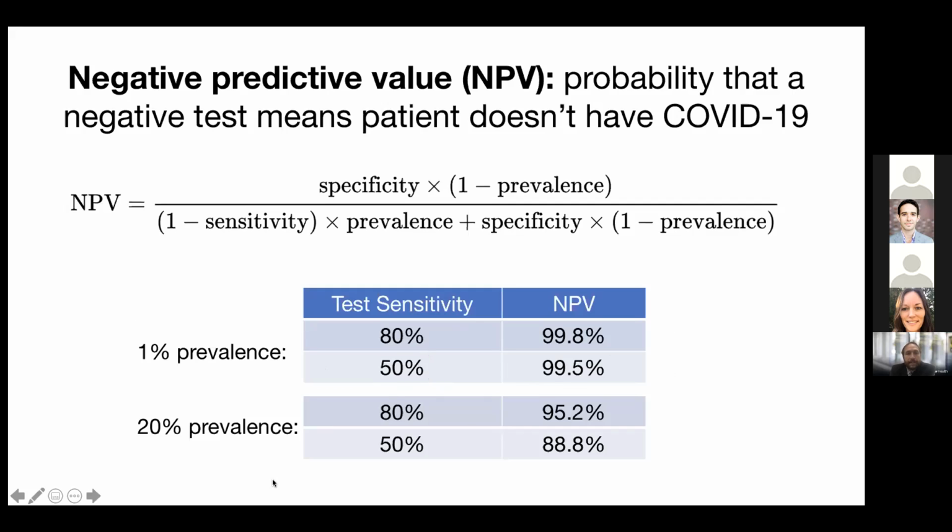And you can appreciate that the negative predictive value decreases if the prevalence of disease is higher. So if you have more coronavirus circulating in a population and you have a less sensitive test, then you can't trust as much a negative result. So I want to make that point.